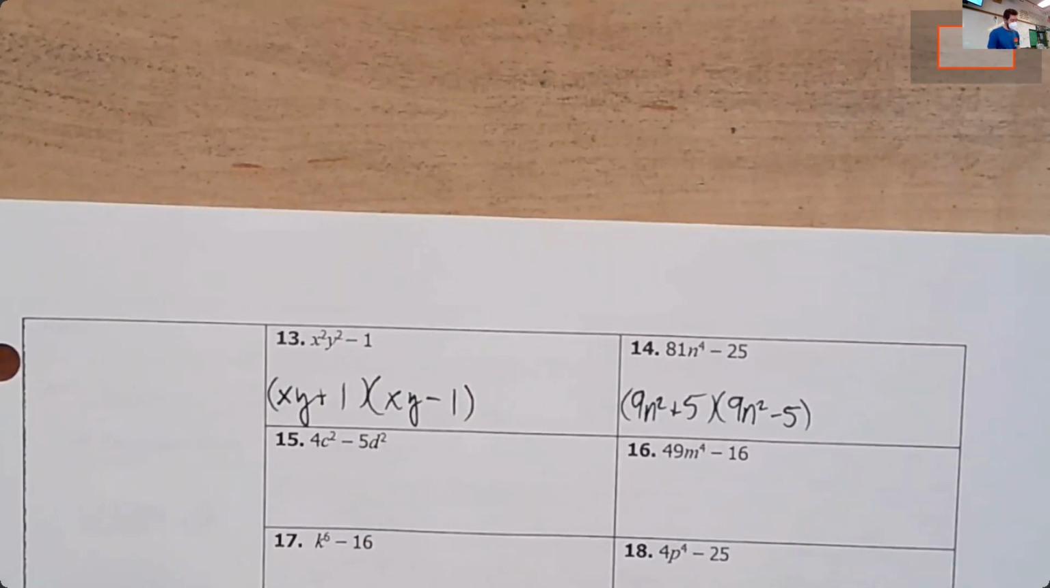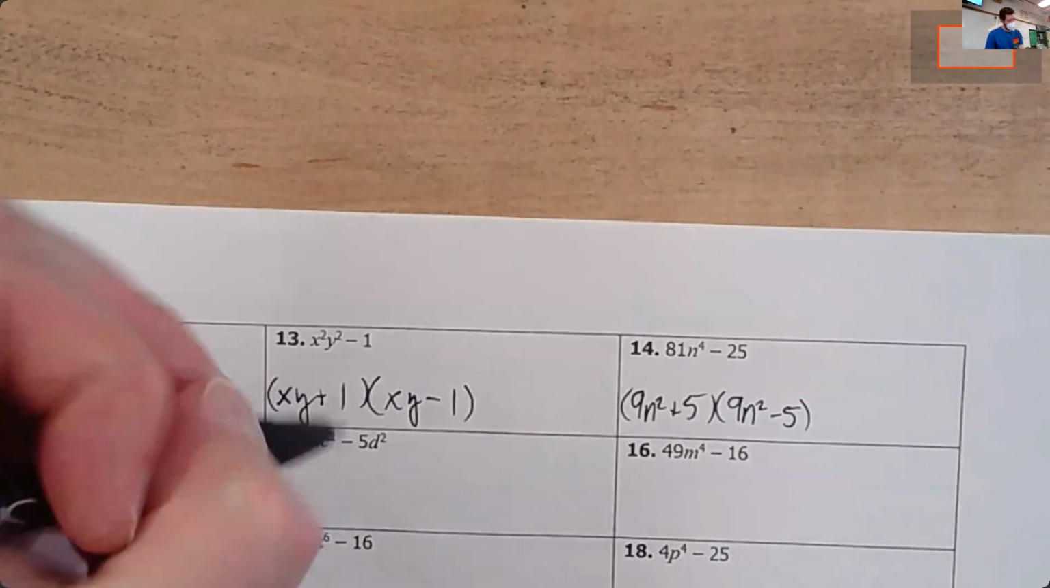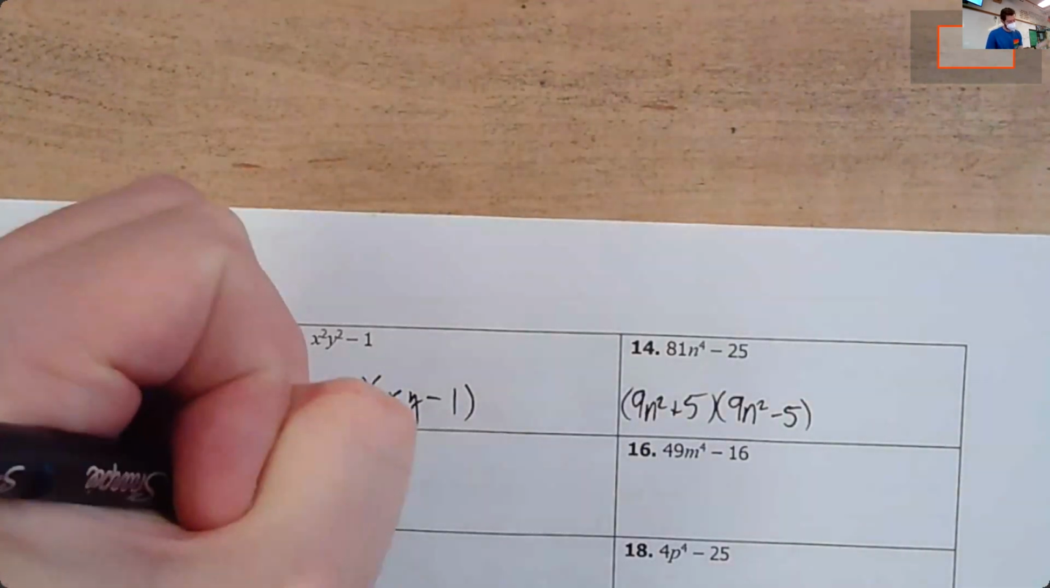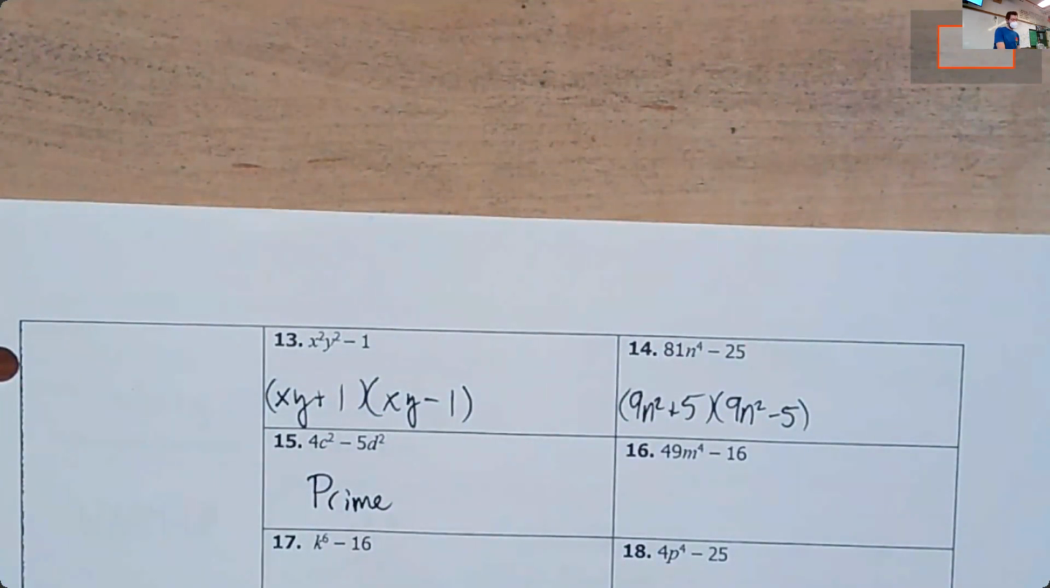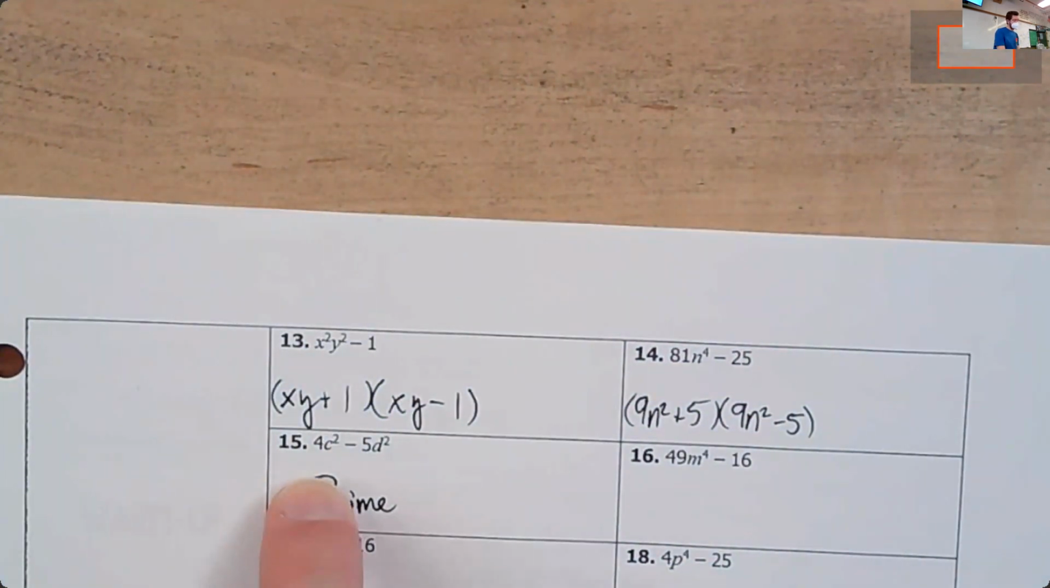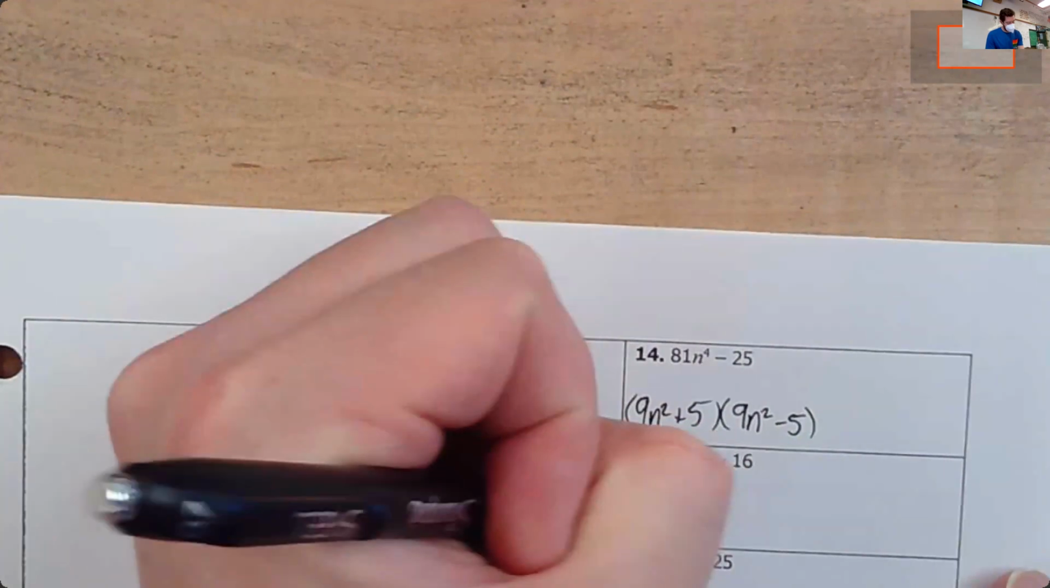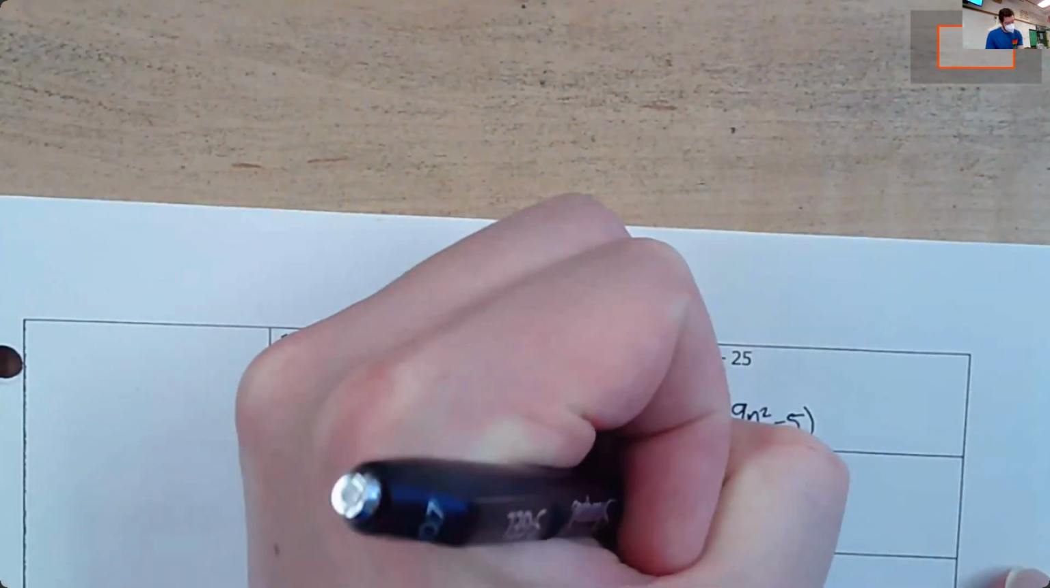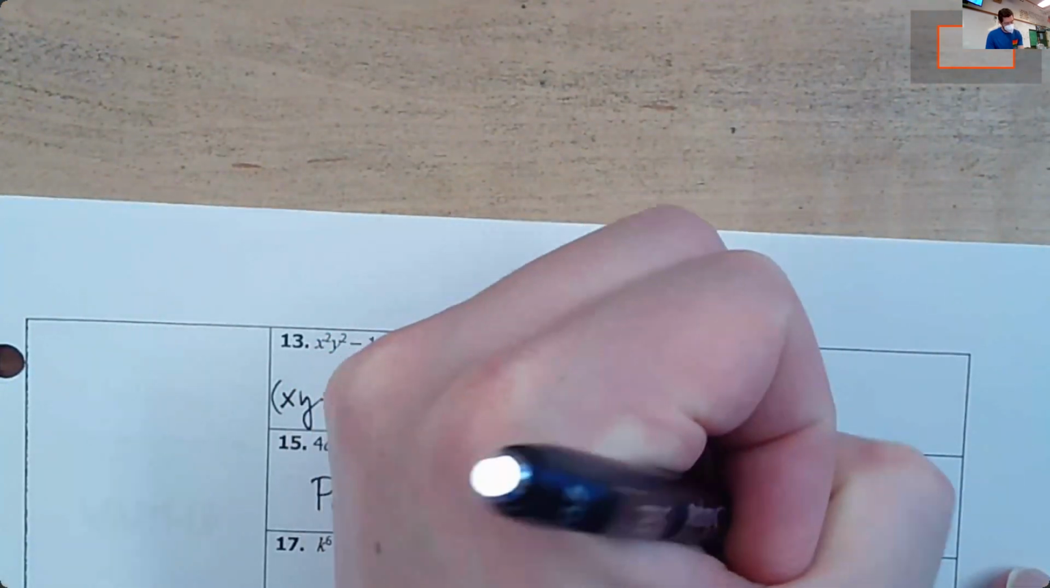No, actually, this one's not factorable. So this is going to be prime because 4 is a perfect square, c squared is a perfect square, d squared is a perfect square, 5 is not. And so if you don't have a perfect square, we can't use the difference of squares. So 15 is prime. 16, though, is going to be 7m squared plus 4 times 7m squared minus 4.